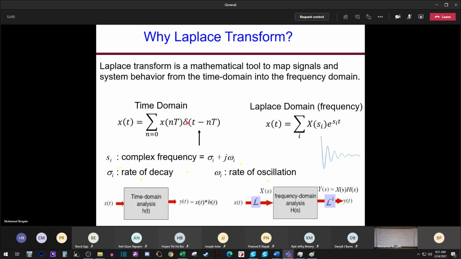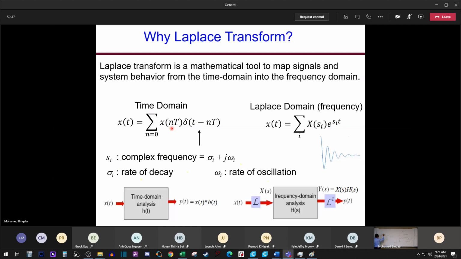And just to make a link between the time domain and the Laplace domain. In the time domain, we said any signal x of t can be represented as a linear sum of these impulse responses, and x of n t will be the amplitude of the impulse. That's in the time domain. We said any signal I can represent as impulses.